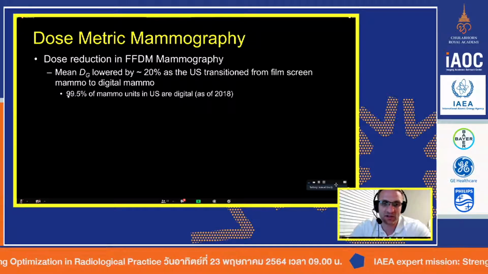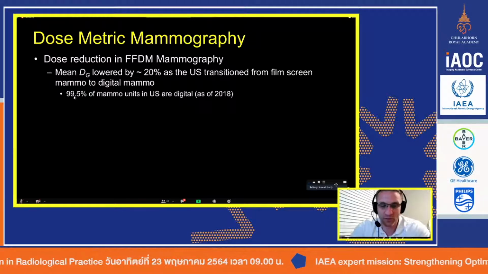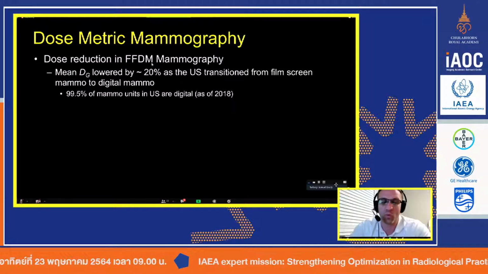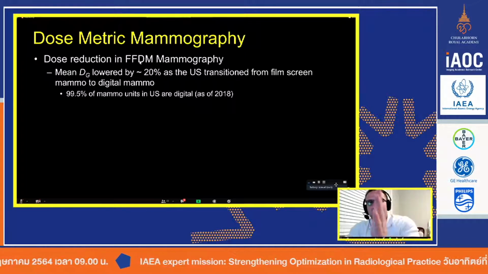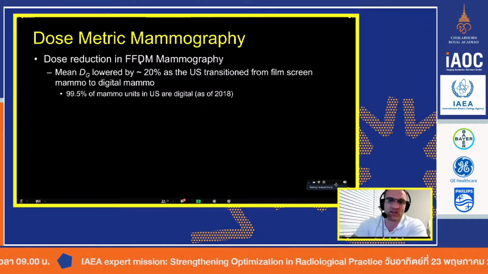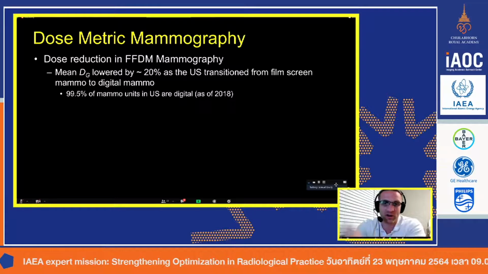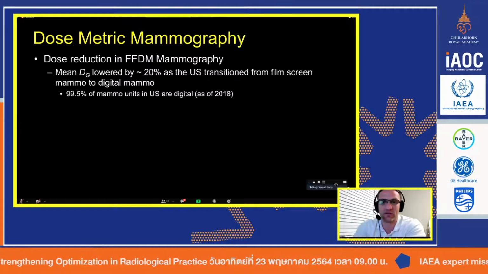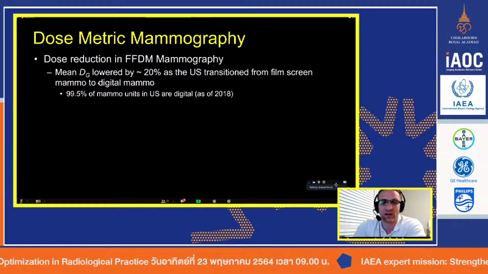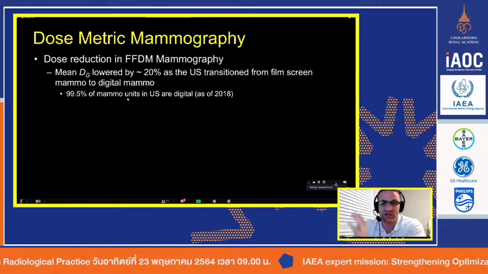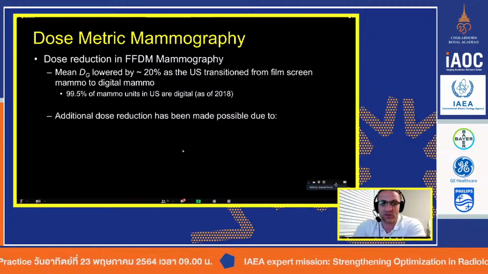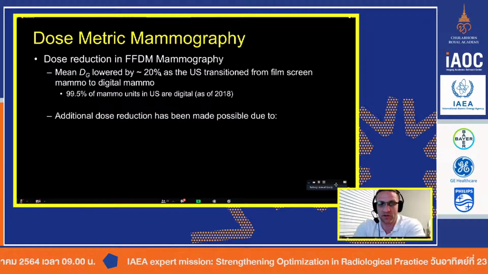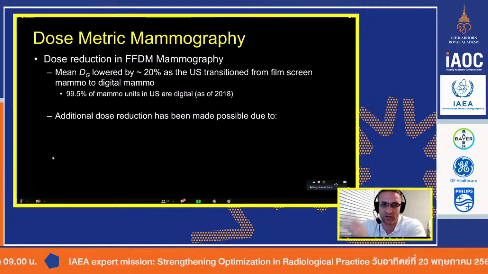As I mentioned, I quoted you wrong. 99.5% of all the units in the US are digital. So one way that you will reduce your overall population dose in Thailand is by completely modernizing mammography. I don't know what percentage you still have of film mammograms in Thailand, but simply getting towards digital is a way to reduce your overall female patient population, the breast population dose, by 20% on average.